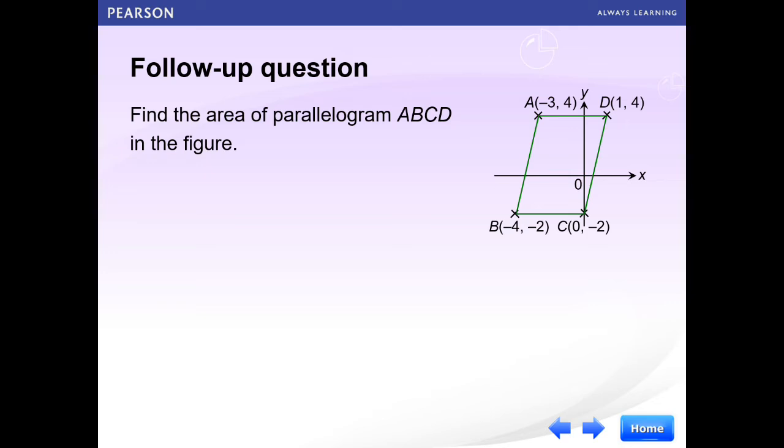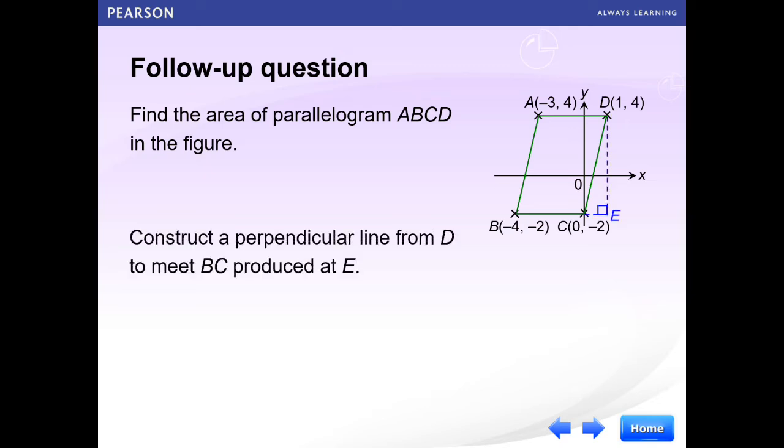Let's check the answer. To find the area of parallelogram ABCD, you need two things. First one is the base, that is BC of course, and the other is the height. In the figure, you don't have the height, so you need to draw one line, that is the dotted line DE here, to help you get the base B and the height H.